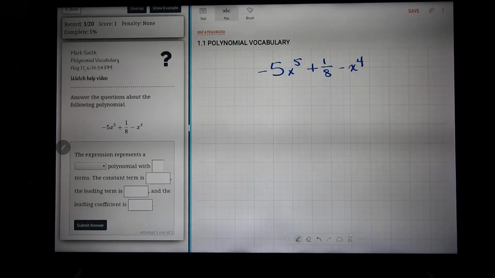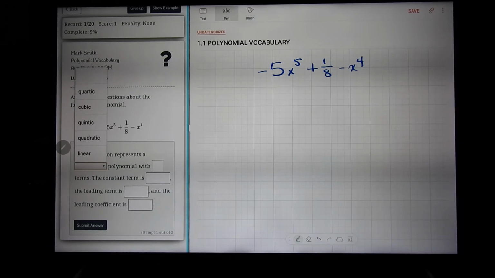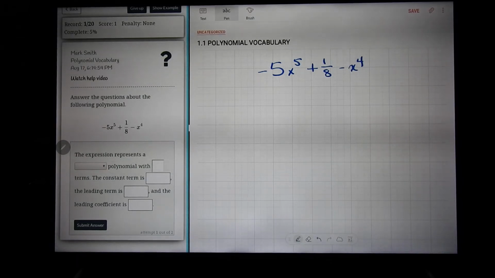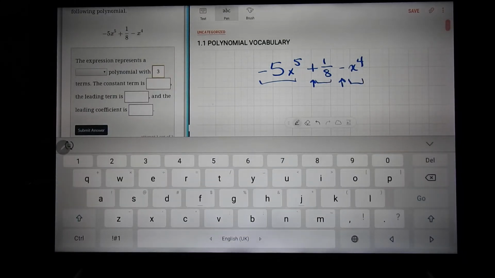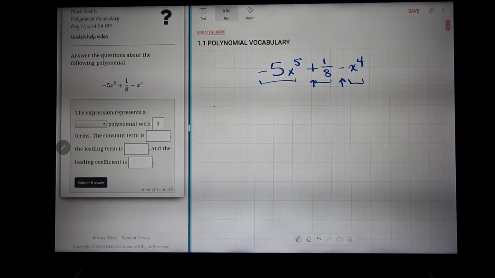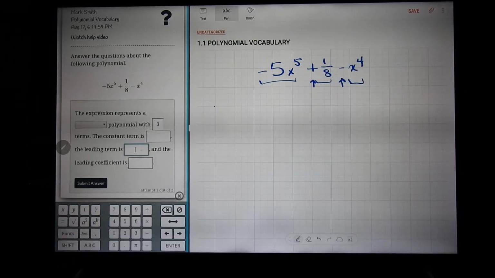Alright, and notice it asks me all these questions over here. It says the expression represents, what is that? With how many terms? And okay, terms, there's 3 terms, right? Because in polynomials, the terms are separated by pluses and minuses. So there's 1, 2, 3 terms. Okay, so I got that part. The constant term is, okay, maybe I remember a constant is something with no variable, or maybe I don't. The leading term, I don't think I remember all this stuff because I put algebra in my rearview mirror.